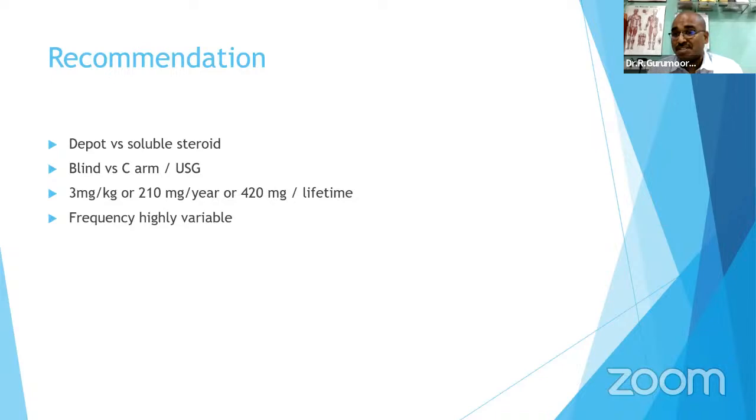Again, the textbook itself mentions this, and they say without scientific evidence. I don't know why, but this was the recommendation. I don't know the reason behind it. Still, I follow this. So 210 milligrams is significant. For example, you are using 5 ml of depot steroid, like methylprednisolone, that is 5 ml. That's good enough for a patient, right?